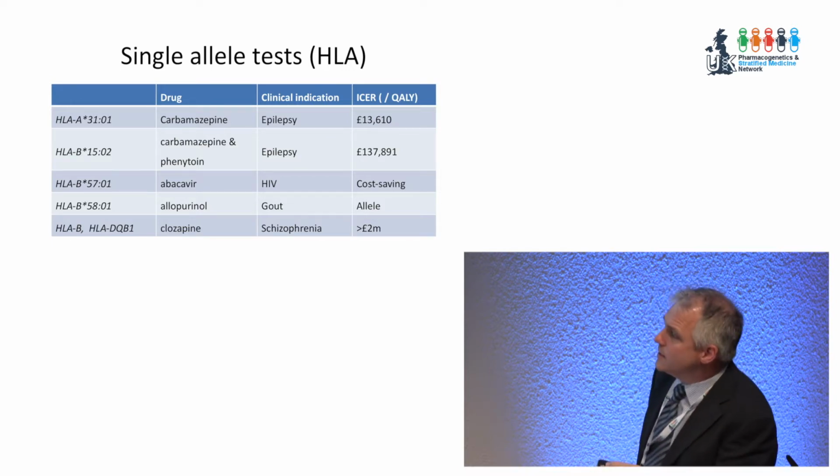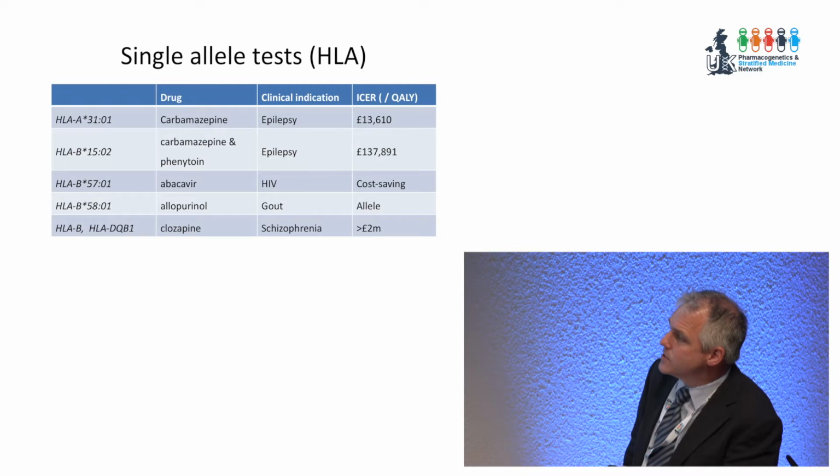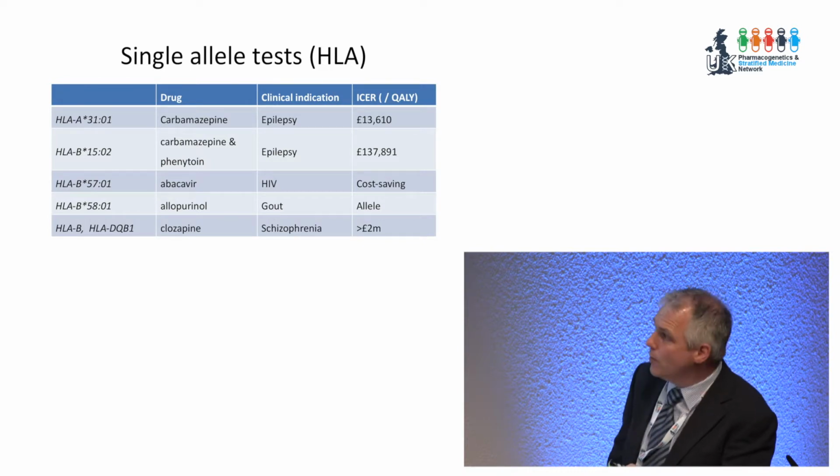Another immune-mediated adverse drug reaction corresponds to the treatments for gout. A common treatment is allopurinol, and there is an association with B5801.